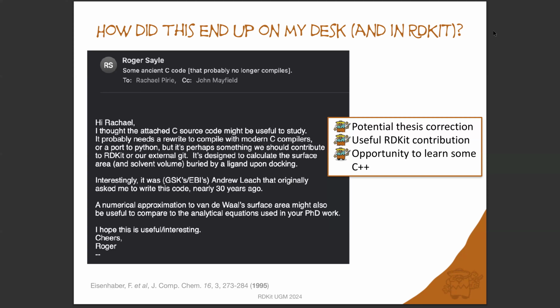as we are aware, previously the only volume calculation that was available was for the van der Waals volume. There wasn't any way of getting out the solvent excluded volume. And also as someone who had worked exclusively with Python during my PhD, which anyone familiar with NextMove will know wasn't going to last for long, this was an opportunity for me to learn a little bit of C++ as well.